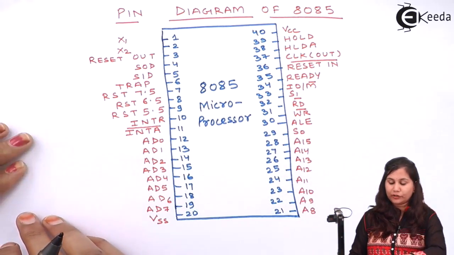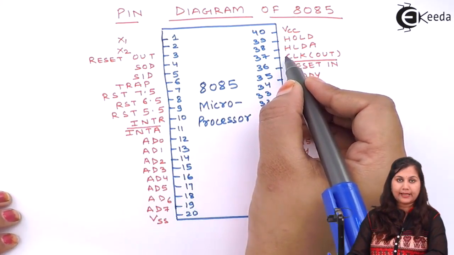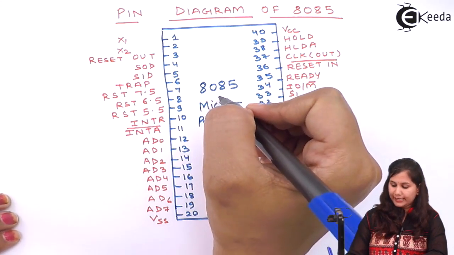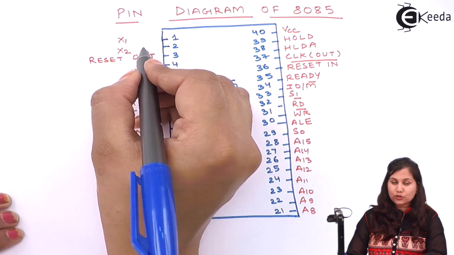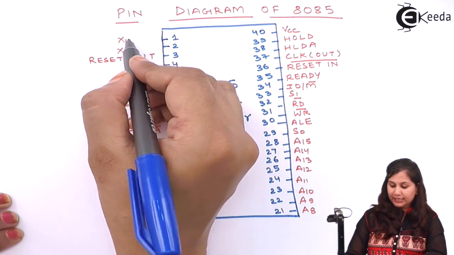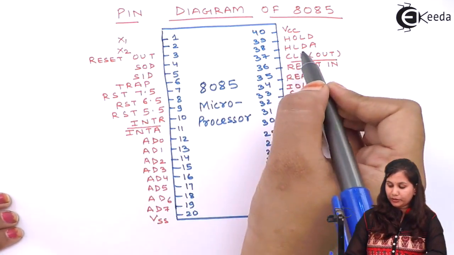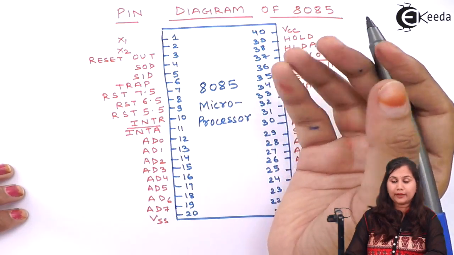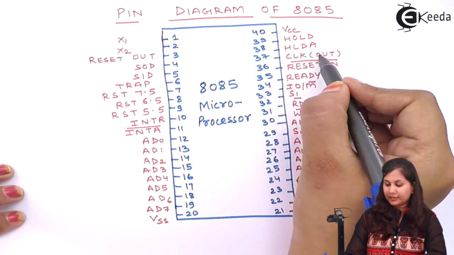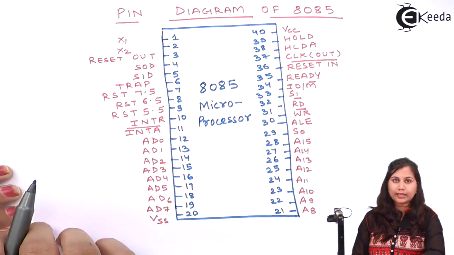Now we will study each of the pins one by one. So first the pins 1, 2 and 37. These three pins are related to the clock pulse of the 8085. X1 and X2 are the two connections of the crystal which is providing the clock frequency to the 8085. And the output clock pulse is provided at the 37th pin. That is why it is written here clock out. From here the clock pulse will be given to the 8085.